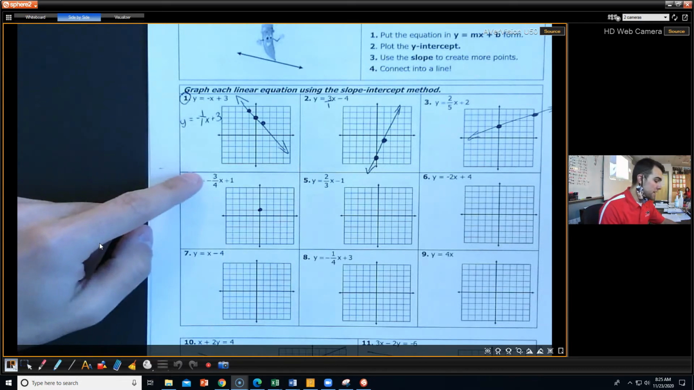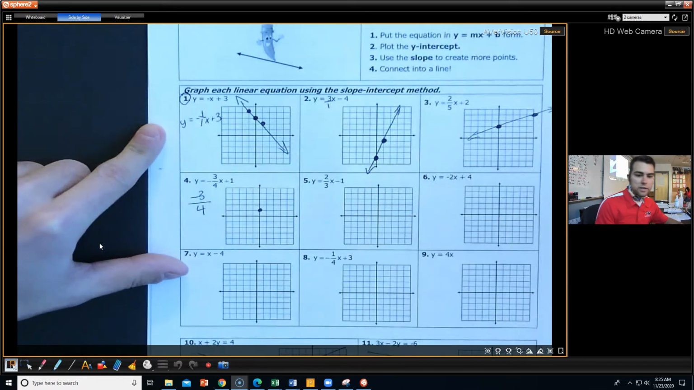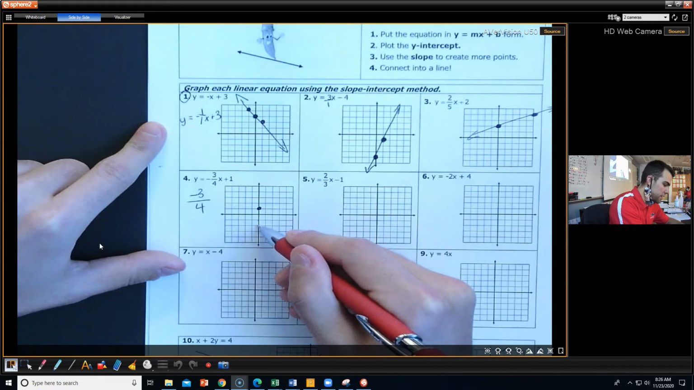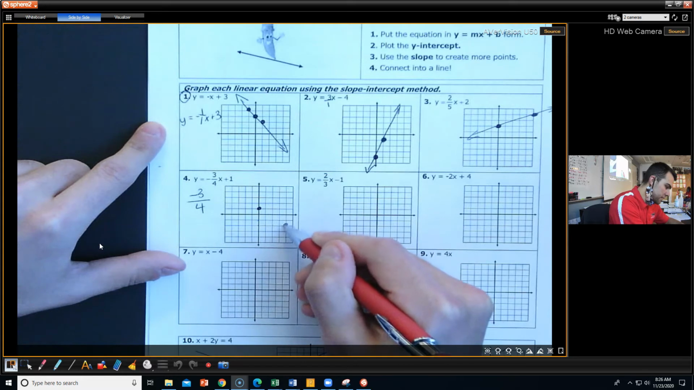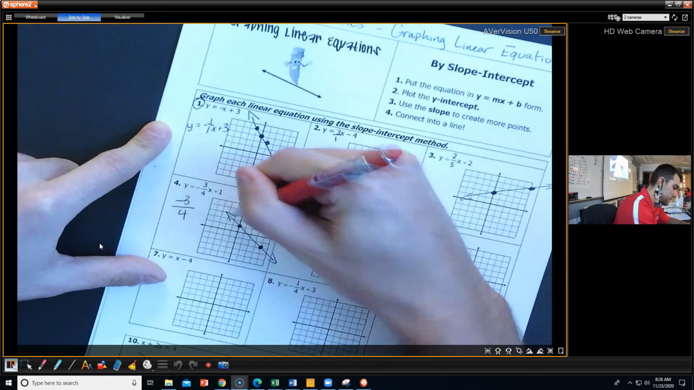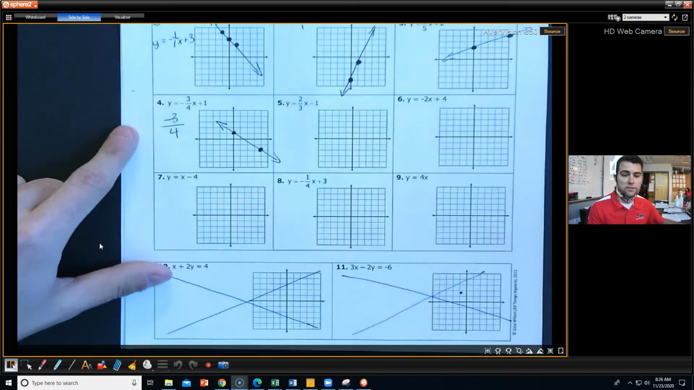We're going to call the rise negative, so we're going to treat this as negative 3 over positive 4. And so I'm going to start at this point. I'm going to go down 3. 1, 2, 3. And then it's a positive 4 for my run, so I'm going to go to the right in the positive x direction. 1, 2, 3, 4. And there we go. Now I just need the line. We are donezo. That guy is done. All right? Not too bad, not too bad.